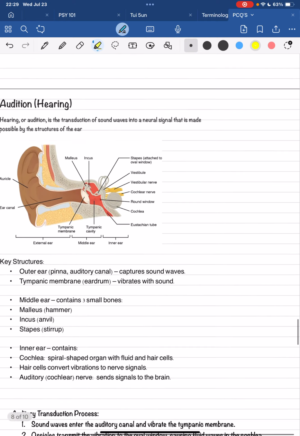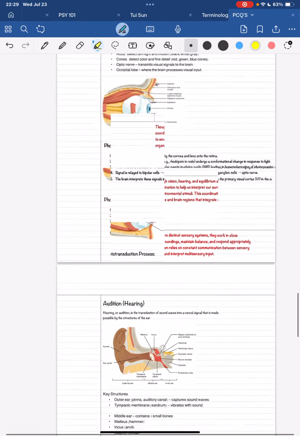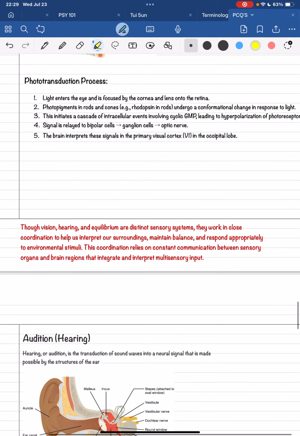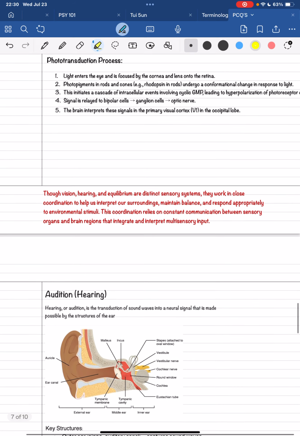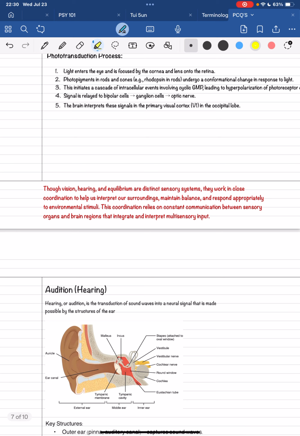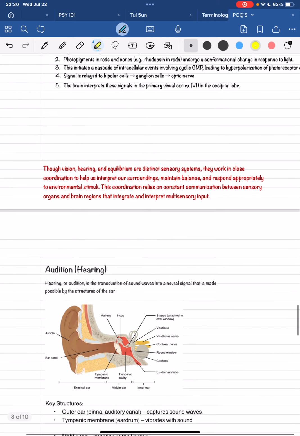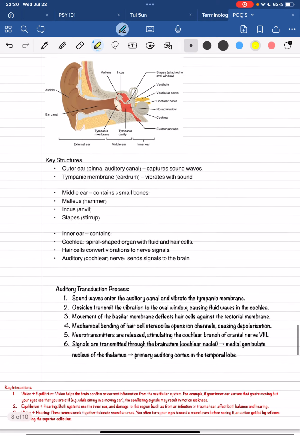To tie it all together, vision, hearing, and equilibrium are distinct sensory systems. They work in close coordination to help us interpret our surroundings, maintain balance, and respond appropriately to environmental stimuli. This coordination relies on constant communication between sensory organs and brain regions, which integrate and interpret multisensory inputs.